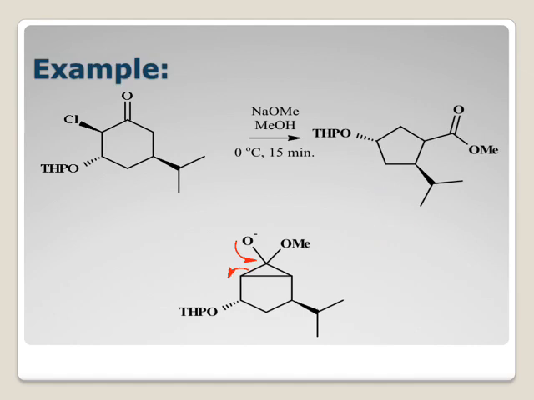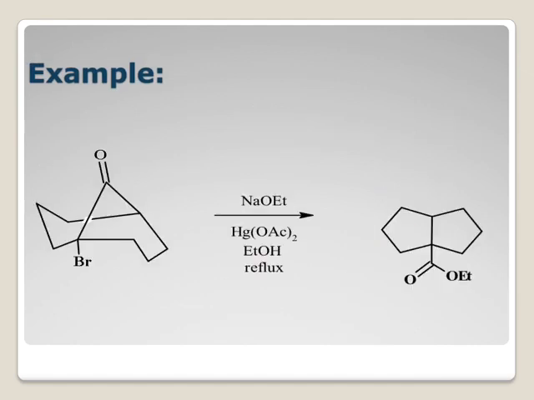This is another example. Now it is a bicyclic molecule. We have sodium ethoxide, which will lead to formation of this as the product. So how do we get this?